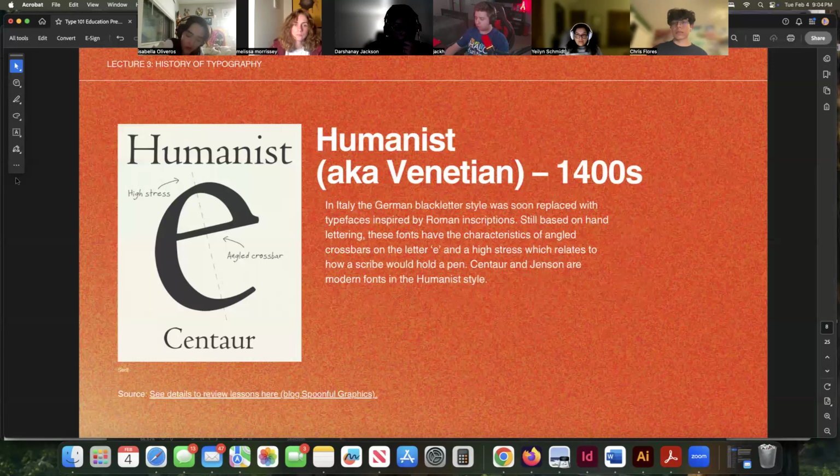So in Italy, the German black letter style was soon replaced with the typeface inspired by Roman inscription. Still based on hand lettering, these fonts have the characteristics of angled crossbars on the letter e and a high stress, which relates to how the scribe would hold a pen. Centaur and Jenson are modern fonts of the humanistic style.